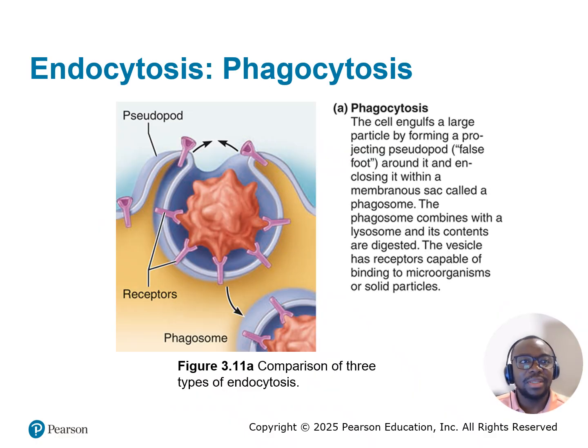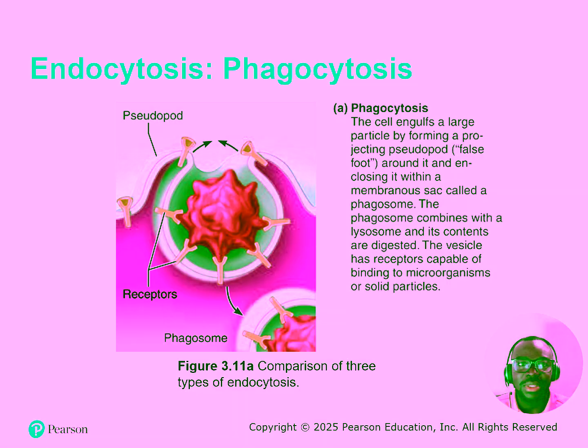Next, we review the different types of endocytosis. We start with phagocytosis. Phagocytosis is also referred to as cell eating. In this process, the cell engulfs a large particle by forming projecting pseudopods around the particle. The term pseudopod means false foot. The pseudopods enclose the particle within a membrane sac called a phagosome. The phagosome combines with a lysosome and its contents are digested. The vesicle has receptors capable of binding to microorganisms and solid particles.